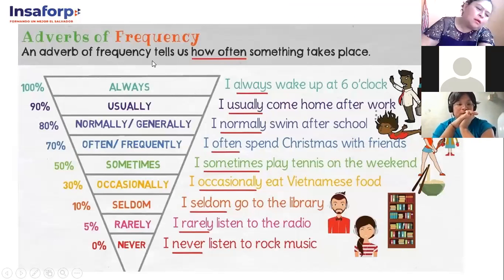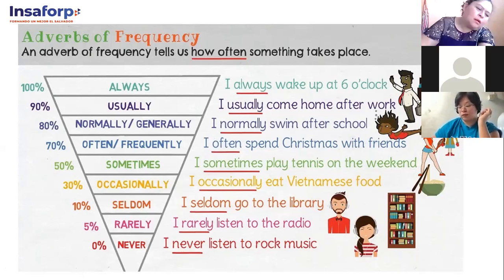An adverb of frequency tells us how often something takes place. Always 100%, 90% usually, 80% normally or generally, 70% often or frequently, 50% sometimes, 30% occasionally, 10% seldom, 5% rarely, raramente, raras veces, 0% never. And we have examples. Let's see.